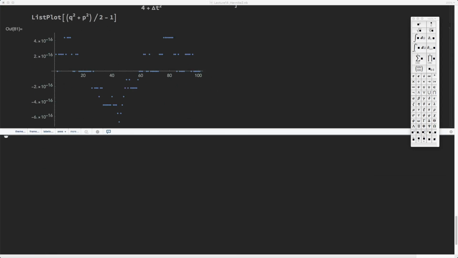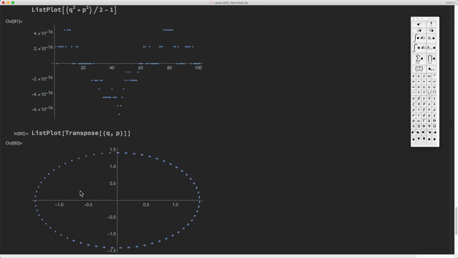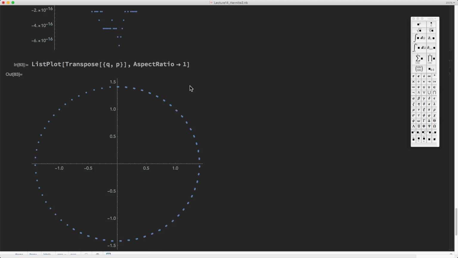It is also helpful to look at the phase space. So let's try to look at a ListPlot of q and p, and we have to do Transpose to pair up the q1 with p1, q2 with p2, and so on, as we've done previously. So if we do that, we get this phase space plot. And now to make it look correct, we can use AspectRatio 1. Now it looks like a proper circle.